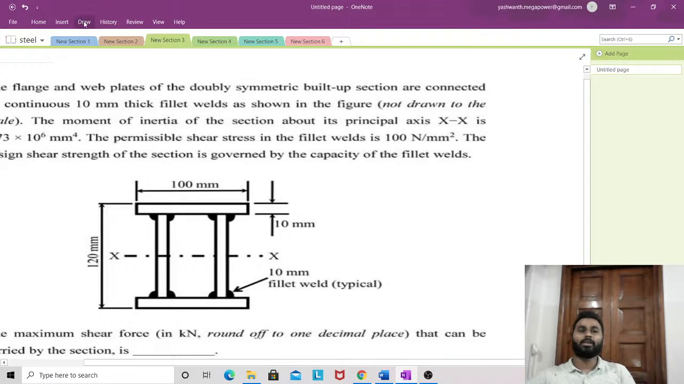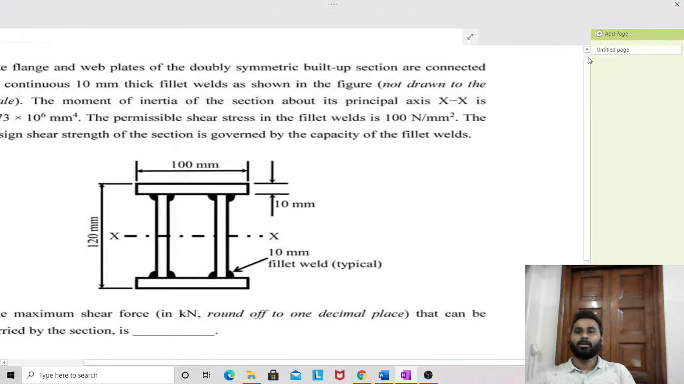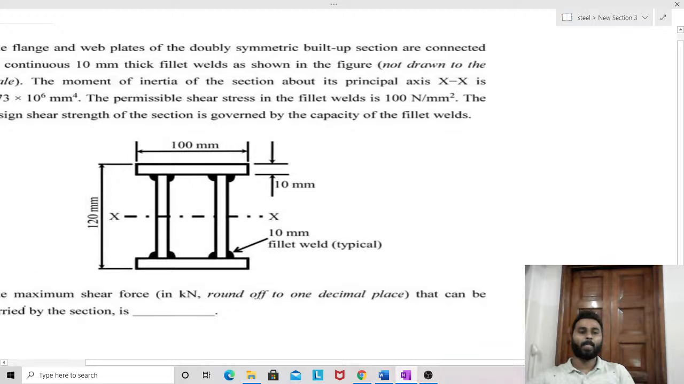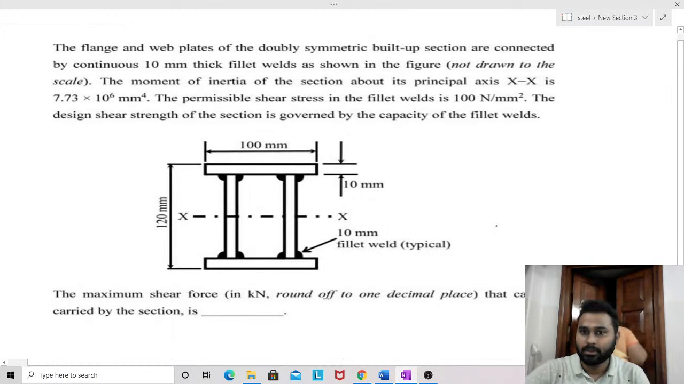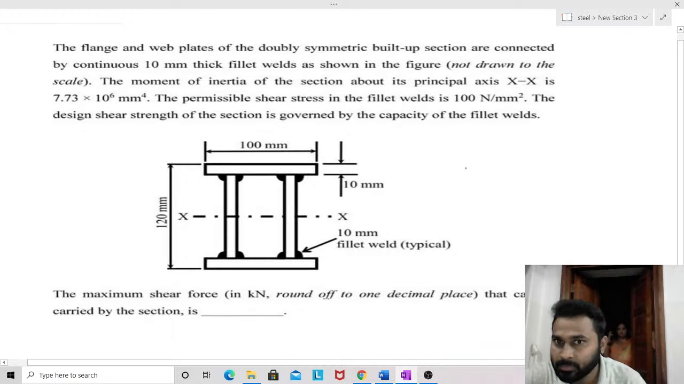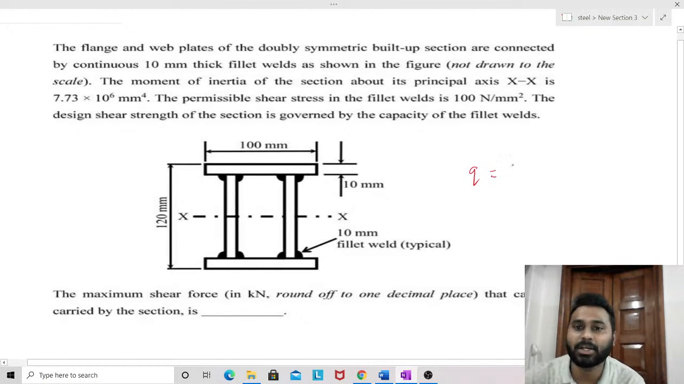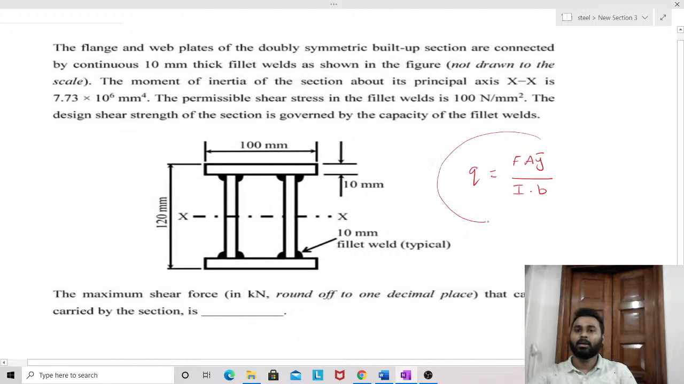As I said, for solving the question on the screen, which was asked in GATE 2020, one needs to have knowledge of the formula for shear stress in beams, that is q, shear stress in beams, is equal to F A y bar upon I B. First let me explain each and every term in this formula. If you are aware of each and every term in this formula, then we can solve this question very easily.